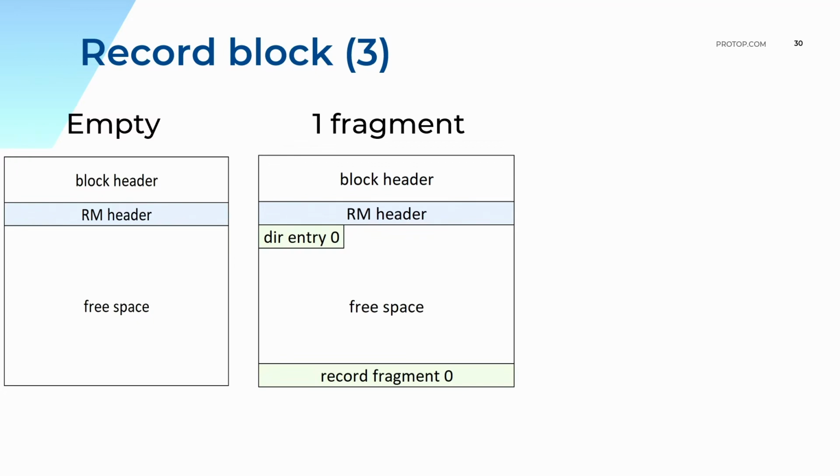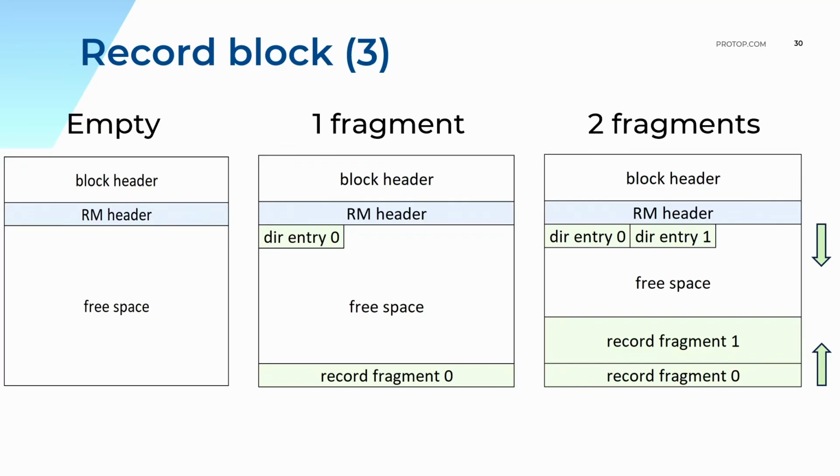We get this thing called a directory entry, so that's a row directory with 1 entry in it, and then that record fragment that we added goes in the bottom of the block, and so the free space that's left in the block remains in 1 contiguous chunk in the middle of the row directory and the record fragments. If we add a second fragment, it now looks like this. We get a second row directory entry, and we get a second record fragment.